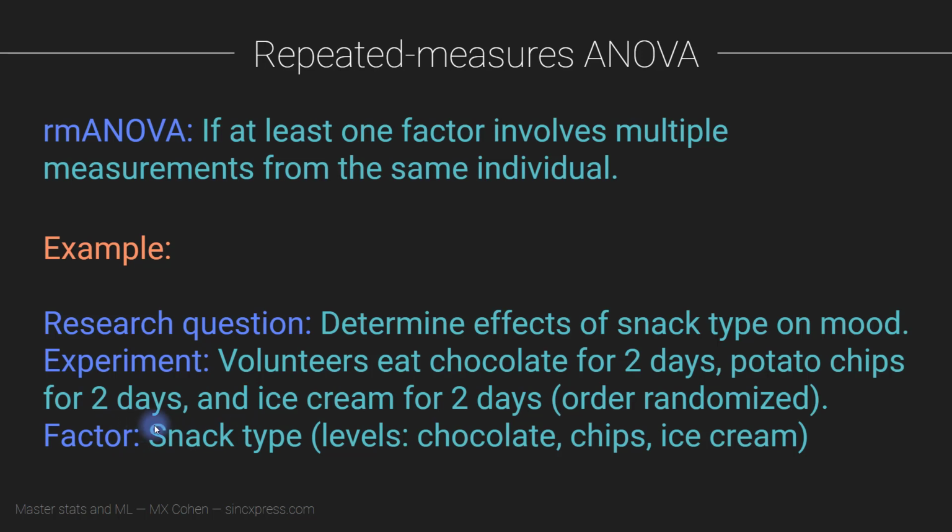Let's say if we were also looking at gender in this case. So maybe men are in a better mood when they eat potato chips and women are in a better mood when they eat chocolate. I don't know, just making this stuff up, but this gives you a sense of how a two-way repeated measures ANOVA would work.